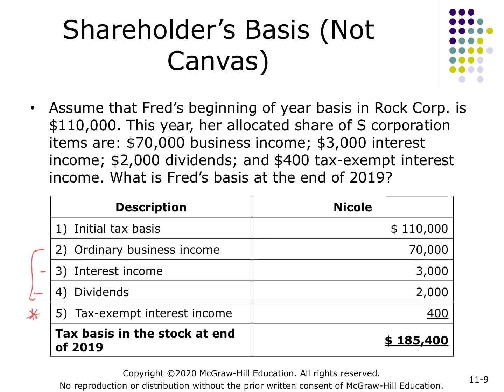Now, what decreases basis? Remember, distributions, okay? Your share of non-deductible expenses, your share of ordinary business losses, separately stated loss items, okay? And remember that your basis can never go below zero.